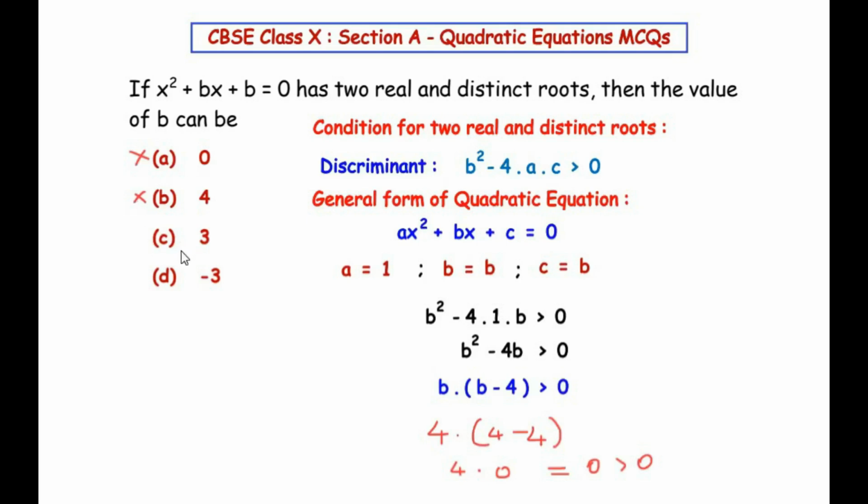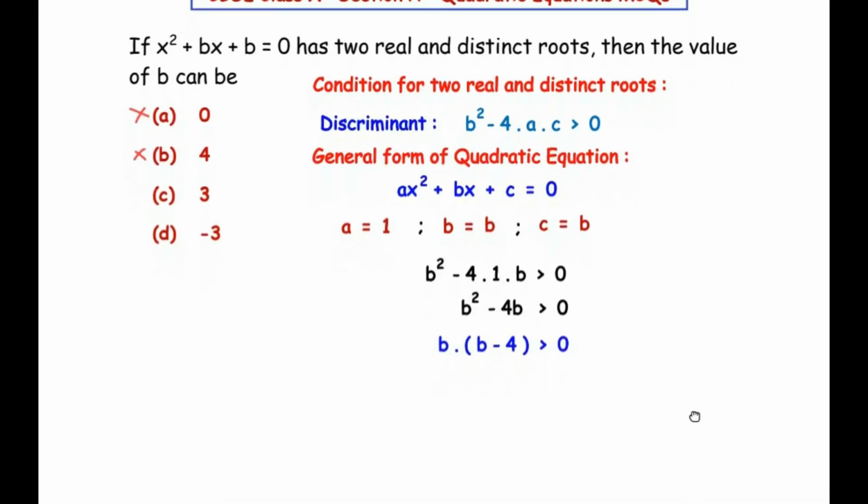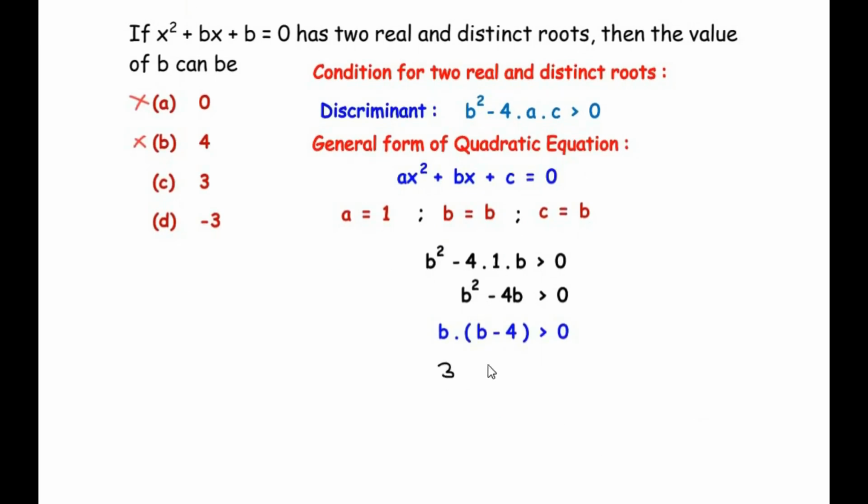Now let us check for b is equal to 3. So let us take b is equal to 3 now. So 3 times 3 minus 4. So here we get 3 times, now 3 minus 4 is minus 1. So 3 times minus 1 is minus 3. And minus 3 is lesser than 0. It is not greater than 0. So option C is also incorrect.